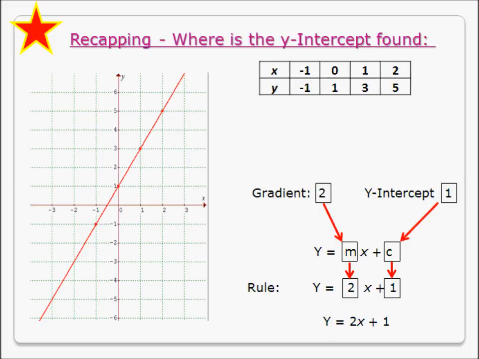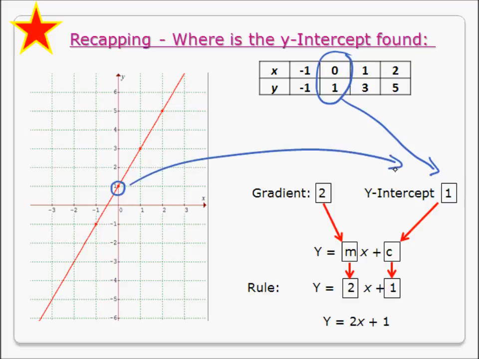So let's do a little bit of a recap. Whereabouts did I find the y-intercept? Well, if I was looking at the table, I found the y-intercept when x equals 0. So that's where I'd find the y-intercept. If I was looking at the graph, I would find the y-intercept where the line cuts the y-axis. So that 1 would be then the y-intercept.